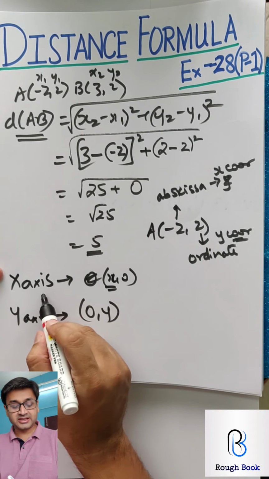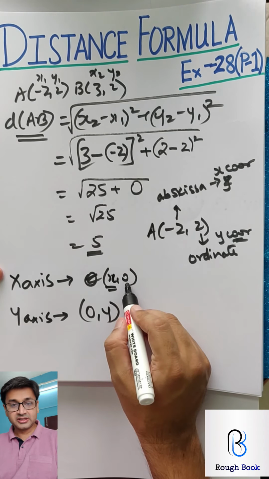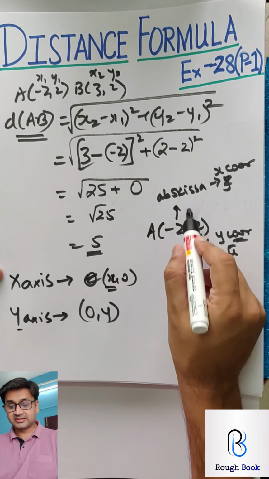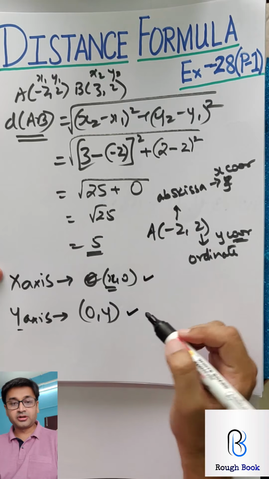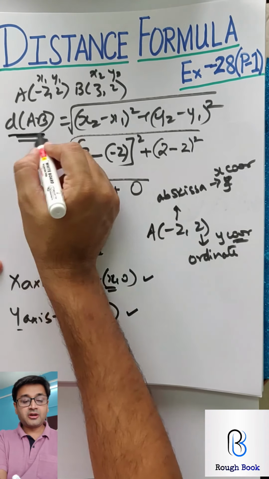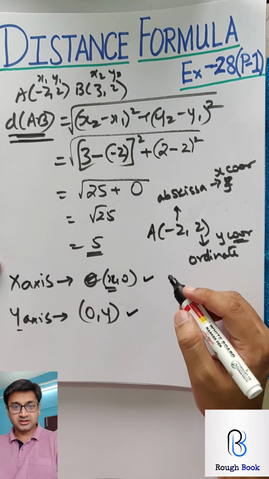So if the point lies on the x axis, the ordinate is 0. If the point lies on the y axis, the abscissa is 0. Will you remember this? This is very important. You will need this. Now where all are you going to apply the distance formula in this chapter?